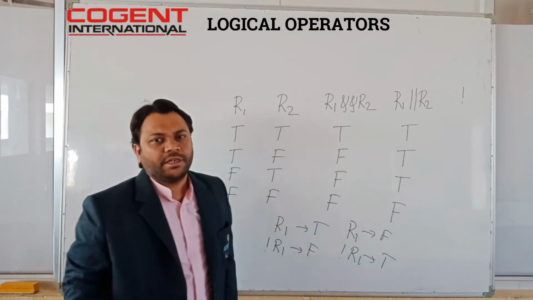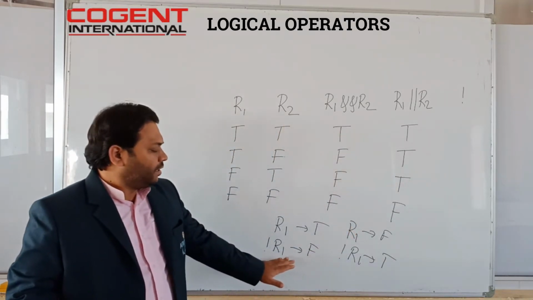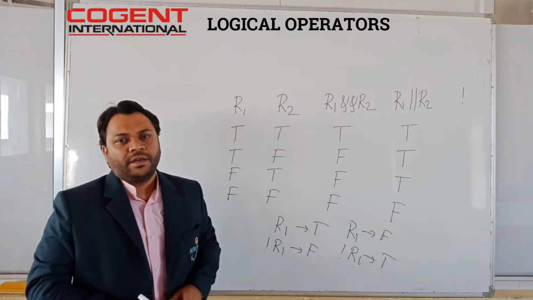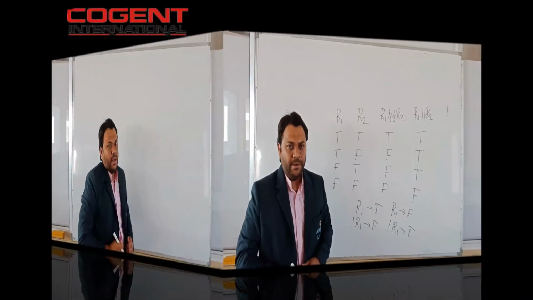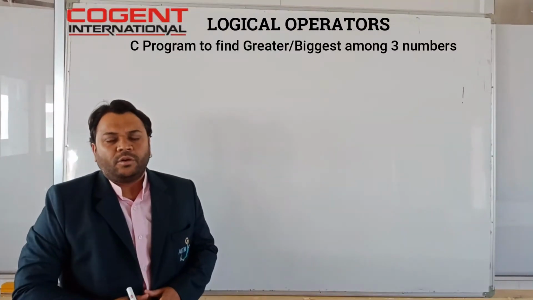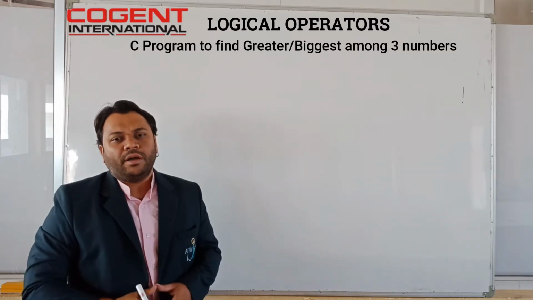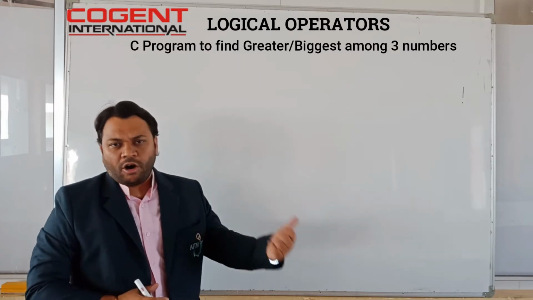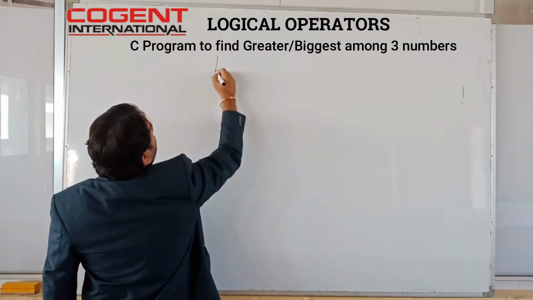I hope you understood the operation of logical AND and logical OR as well as the negation here. So these are the three operators which the C language supports. Now let us understand with an example. Let us consider an example to find the greatest among three numbers, or the biggest among three numbers, using the logical AND and logical OR operation here. So let's start with the program.